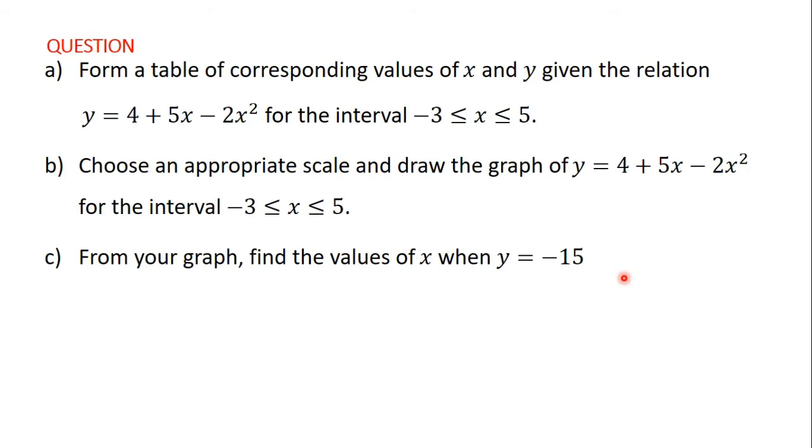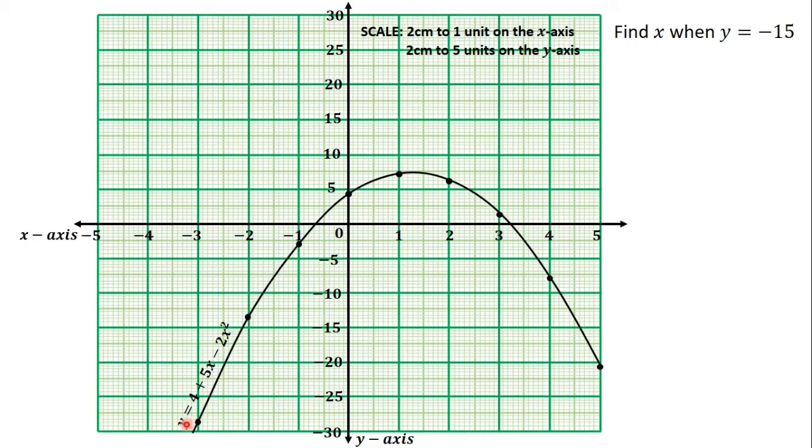As we did in the previous example, we are not going to go through the process of drawing the graph on a graph sheet. We have already done that, so we will go straight to the last part of the question. This is the graph of the function y is equal to 4 plus 5x minus 2x squared. We are going to use the graph to find the value of x when y is equal to minus 15.